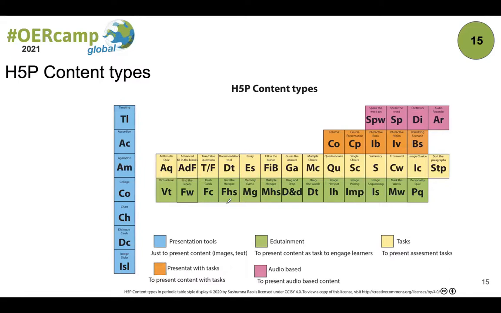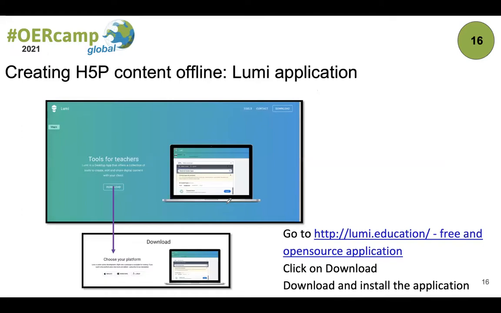So when I was going through all these questions, I came across a wonderful application called Lumi. It's a free and open source application that you can install on your system. You can go to lumi.education and download it, and then create your H5P content. Not only can you create, you can also share and distribute it with your learners. There is also Lumi Analytics, where you can see some analytics. It's a wonderful option to create content offline and distribute it.